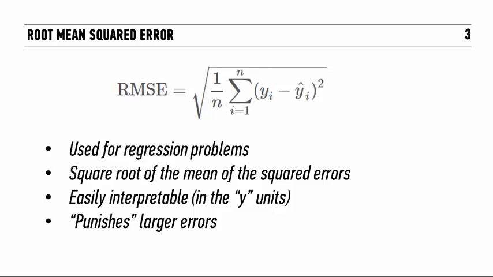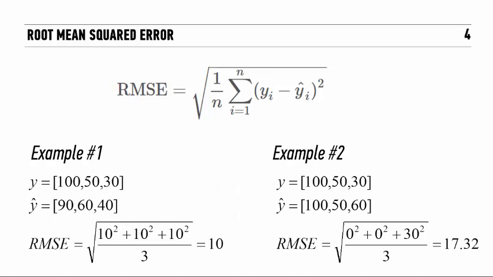Now, the one part about this that's sort of non-intuitive, at least for me when I first started, was that it punishes larger errors. It punishes larger errors. Okay, so what does that mean? To look at that, I thought of two trivial examples. In example 1, we have real values of 100, 50, and 30, and predicted values of 90, 60, and 40. So the error for each of these observations is going to be just 10.